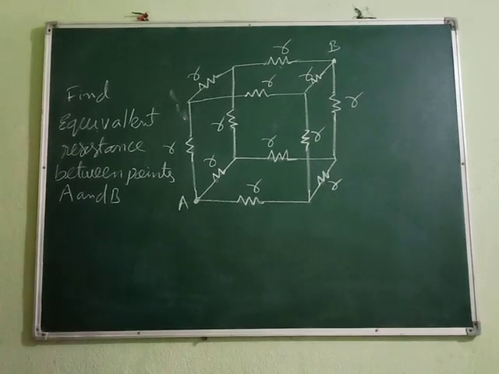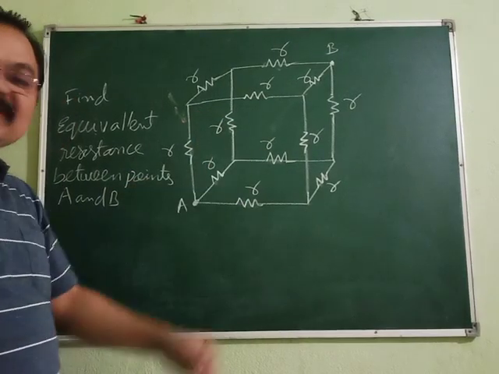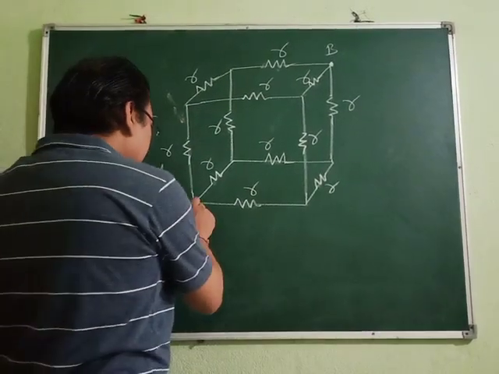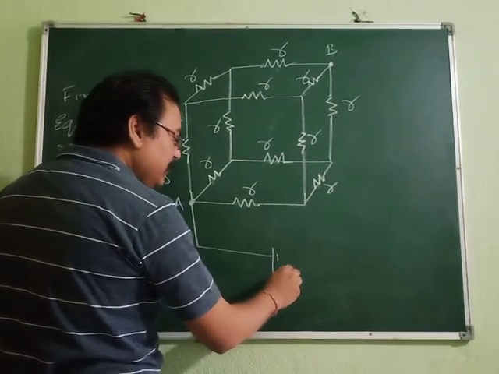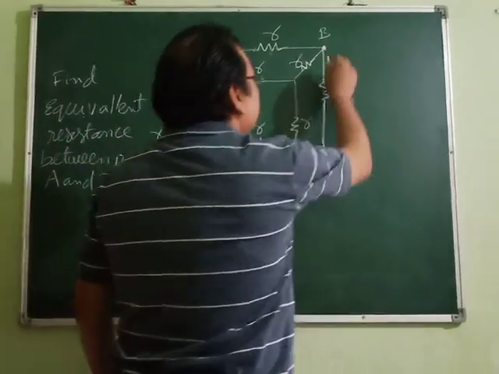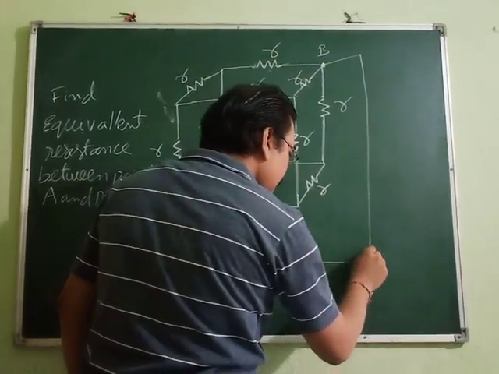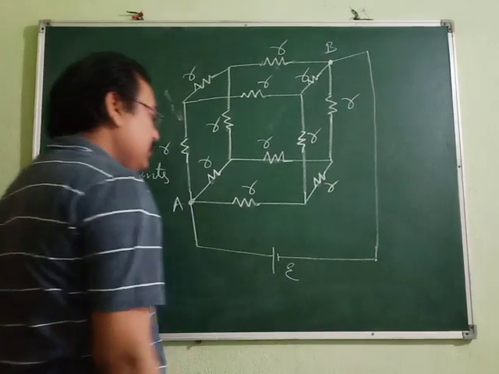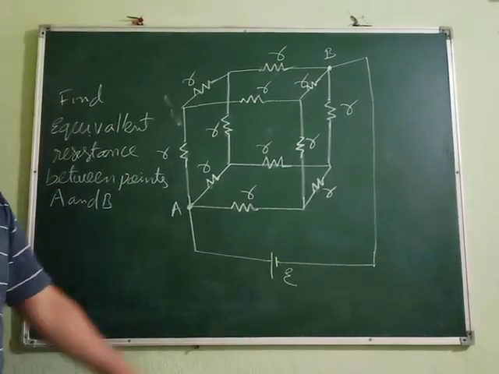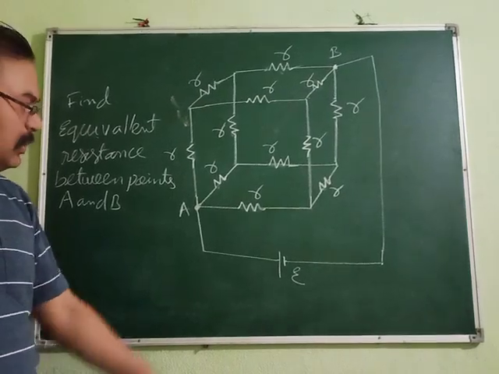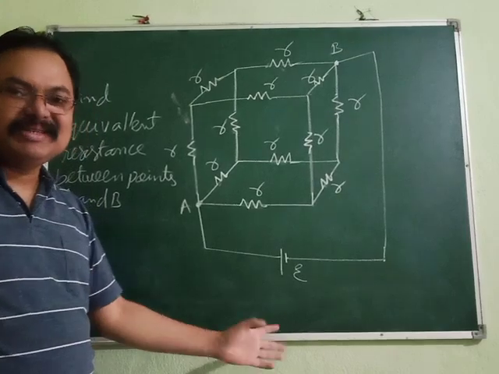Now, how to do that? How to apply this Kirchhoff's rule and get the resistance of this combination very easily? For that, we need to connect an EMF source E over here, between the 2 points between which we have to find the equivalent resistance. I have connected it. Its EMF is E. Obviously, it is unknown. We are just assuming it.